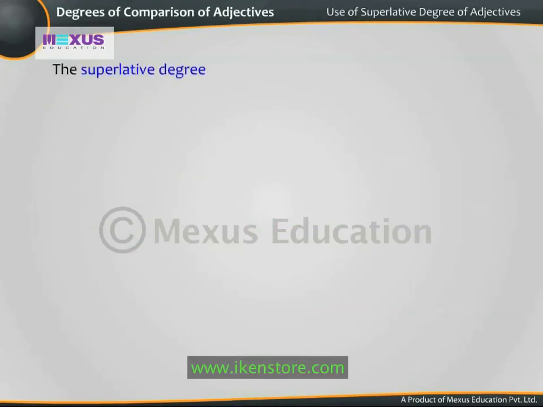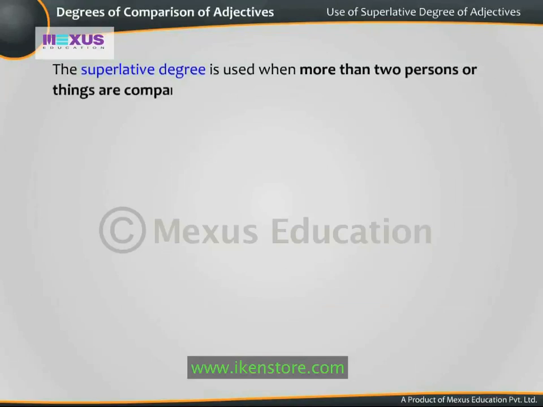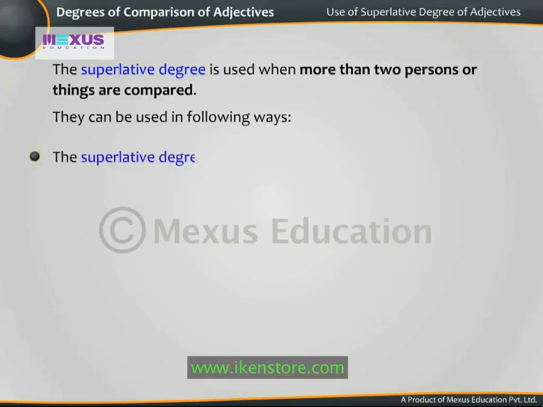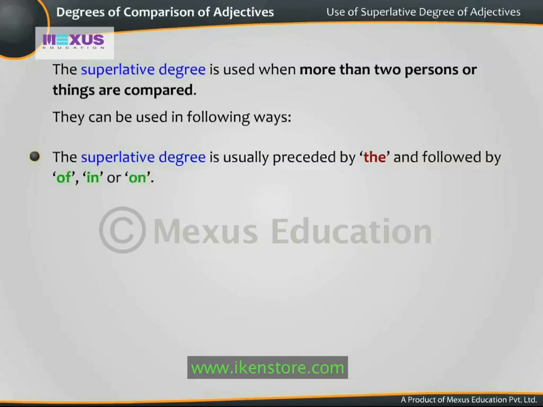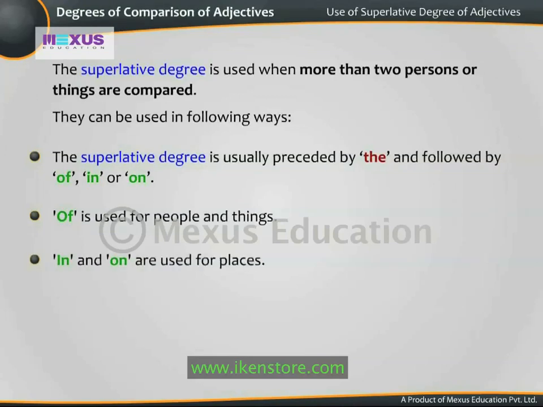The superlative degree is used when more than two persons or things are compared. Some of its most important usage features are: the superlative degree is usually preceded by the and followed by of, in, or on. Of is used for people and things. In and on are used for places. Consider these examples.